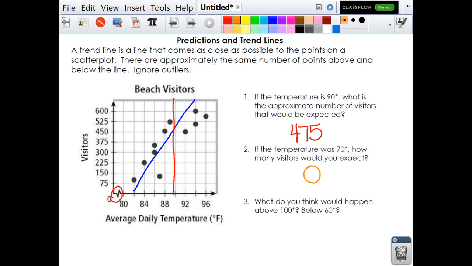Okay, now let's talk about what would happen if the temperature went below 60. According to our trend line, what would happen? No one would be there. Right. It'd be like negative people, which we can't really have, so it's 0. Real life, what do you think would happen? Probably the same thing, right?